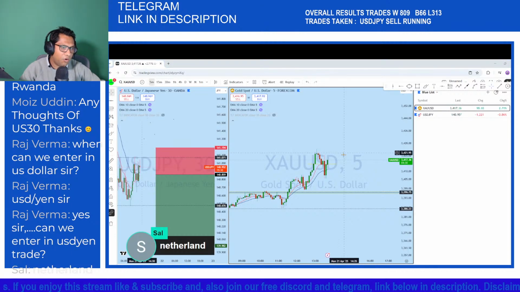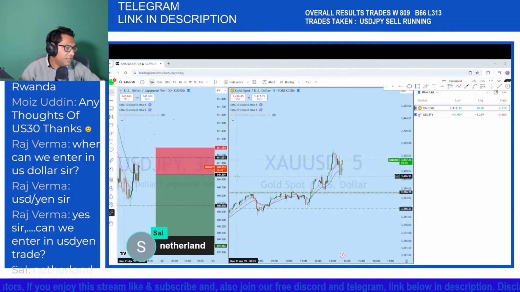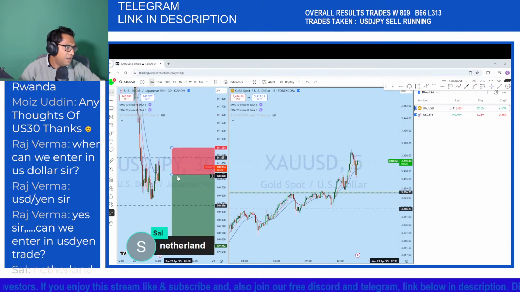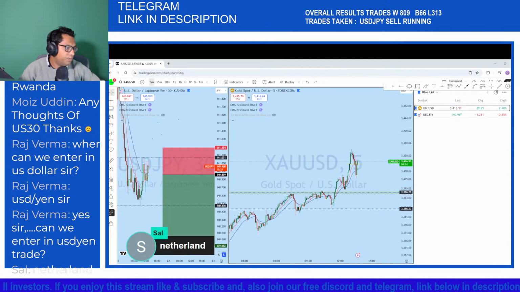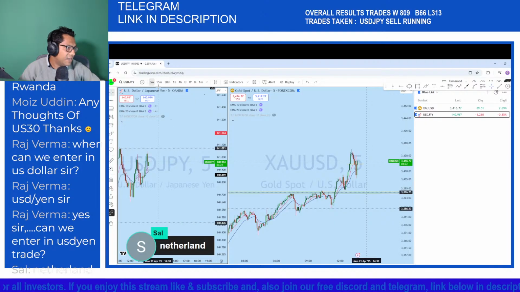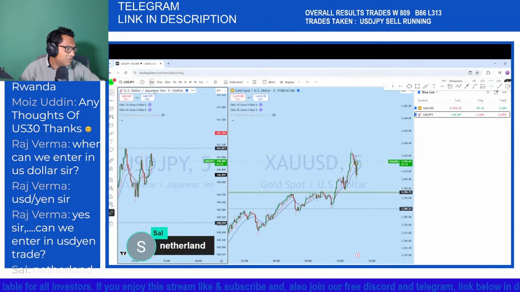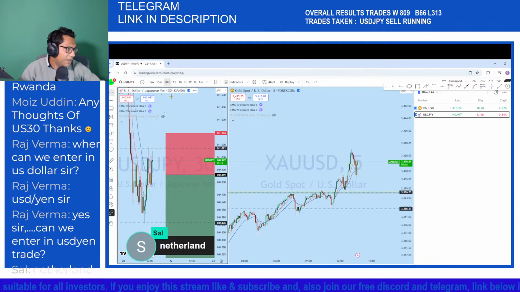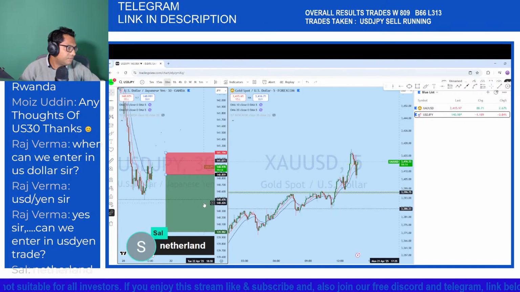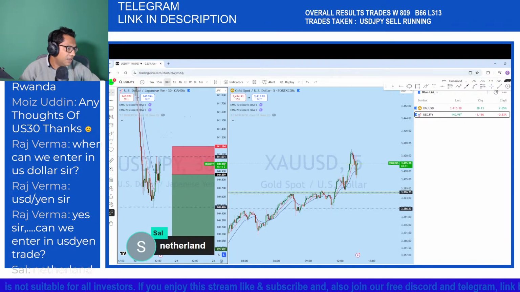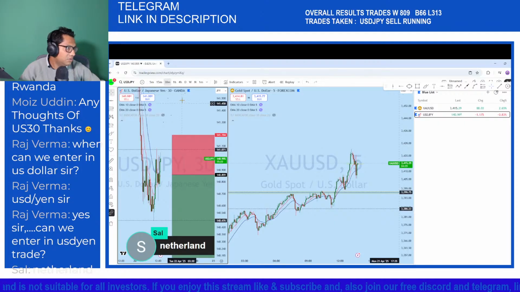Are you guys ready for another move? Dollar yen, the sellers need to push that price strongly back down. We see there is a primary rejection, but it's again trying to bounce back up. It's in that zone.